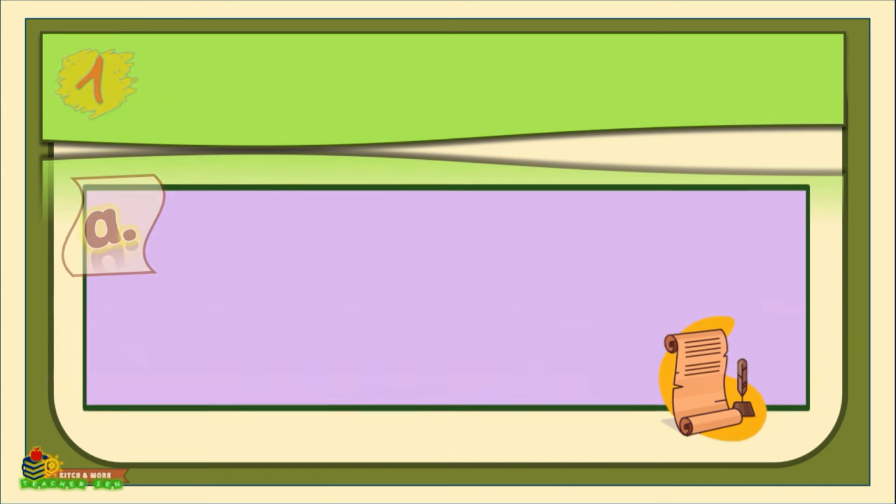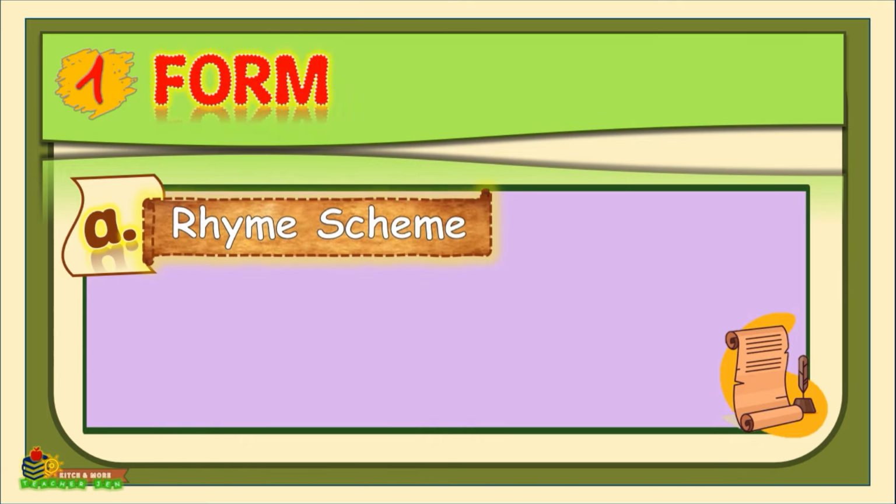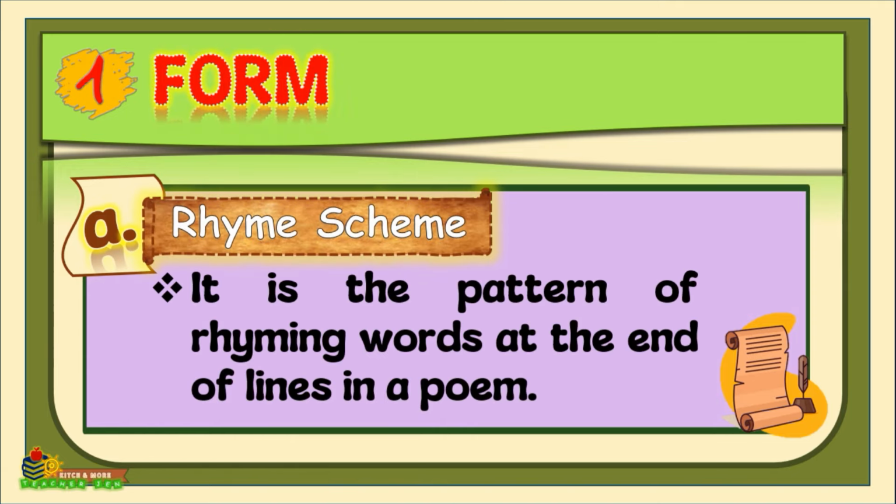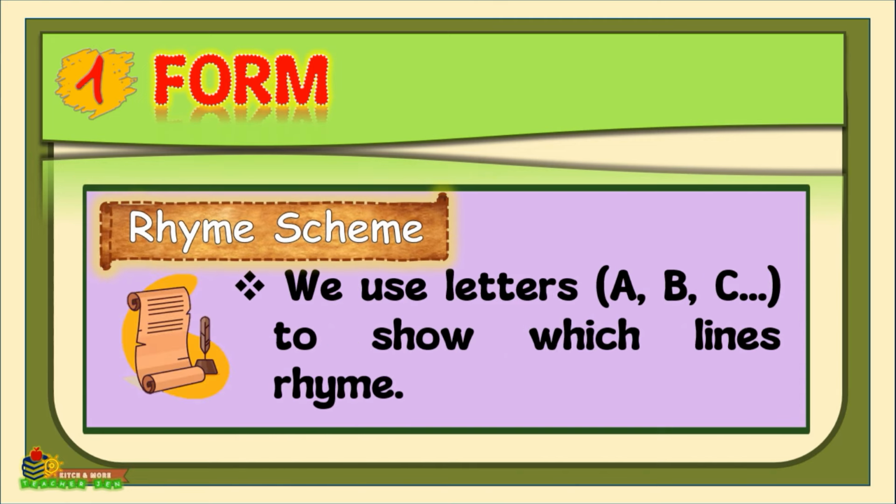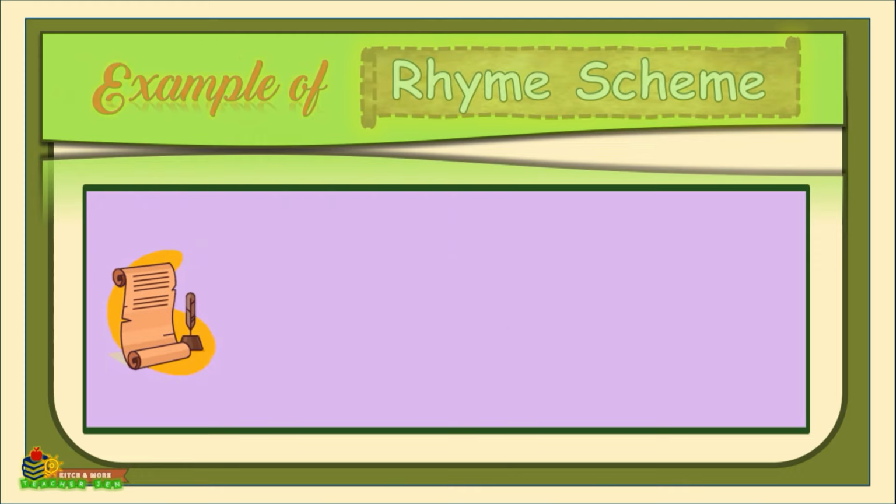Now let's zoom in on one part of form, which is the rhyme scheme. So what is a rhyme scheme? It's the pattern of words that rhyme at the end of lines in a poem. Poets use rhyme to give their poems a musical quality, and it also makes them more fun to read or recite. To help us see the rhythm pattern, we use letters like A, B, C to mark the lines that sound the same at the end.